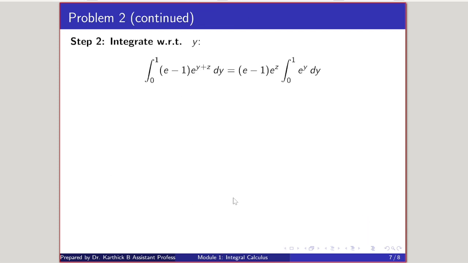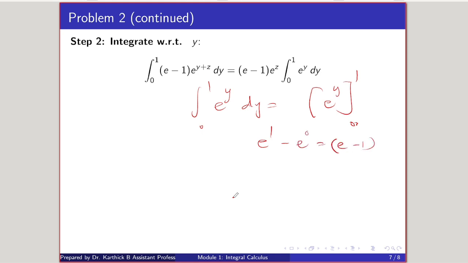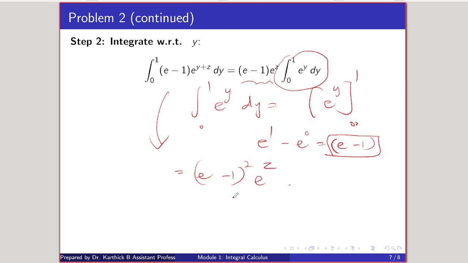This is the evaluation we are going to do. I am taking out the second integral alone for simplicity. Here I am keeping e minus 1 as a constant and e power z separately. Again, the integral of e power y dy will be e power y. The limits are 0 to 1. So I am substituting the limits 0 to 1, and I will get e power 1 minus e power 0, which is e minus 1. E minus 1 is already there. So finally, for this integral, I get the answer e minus 1 whole square into e power z. This will be the answer.